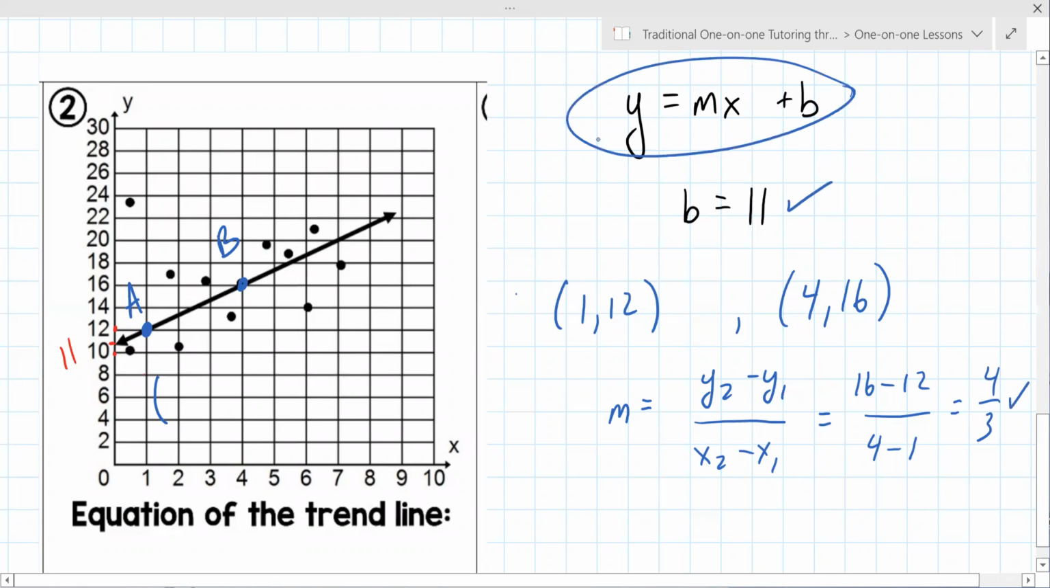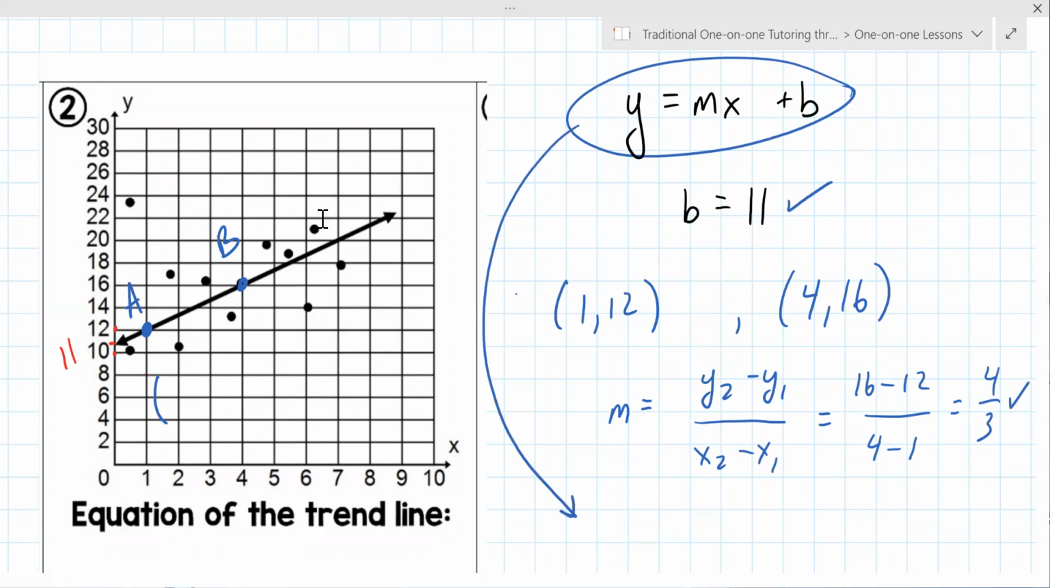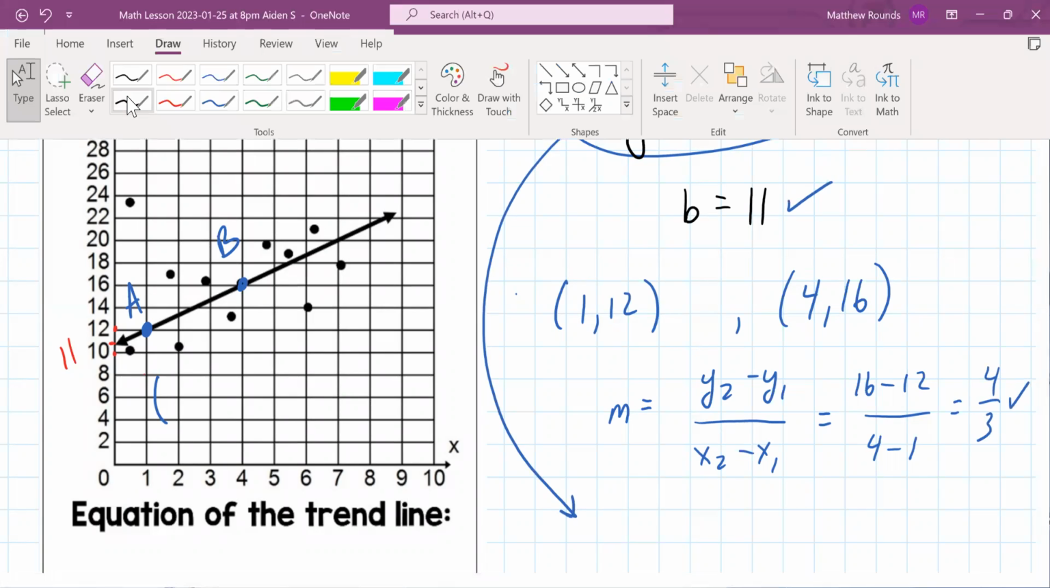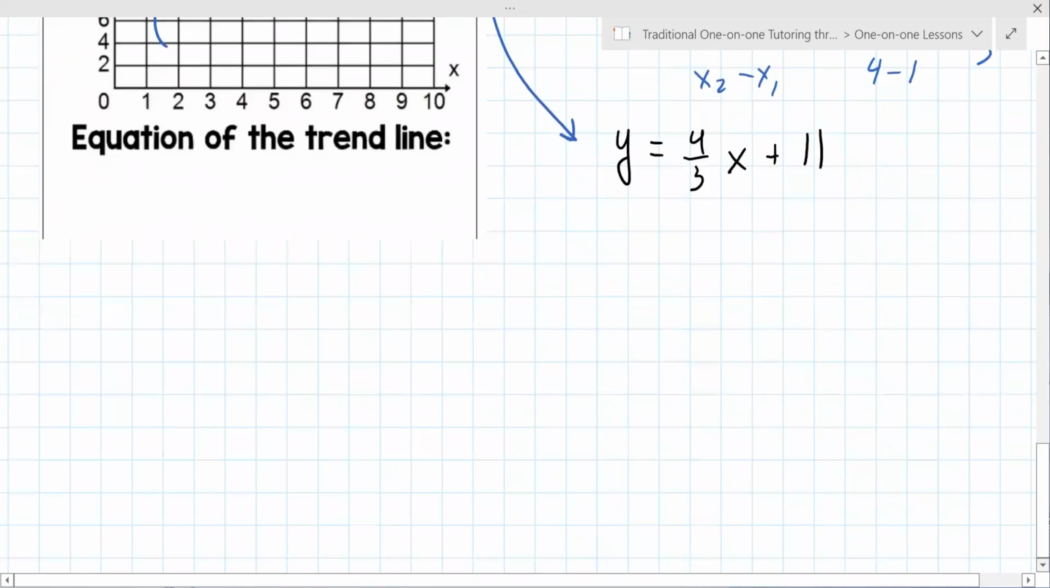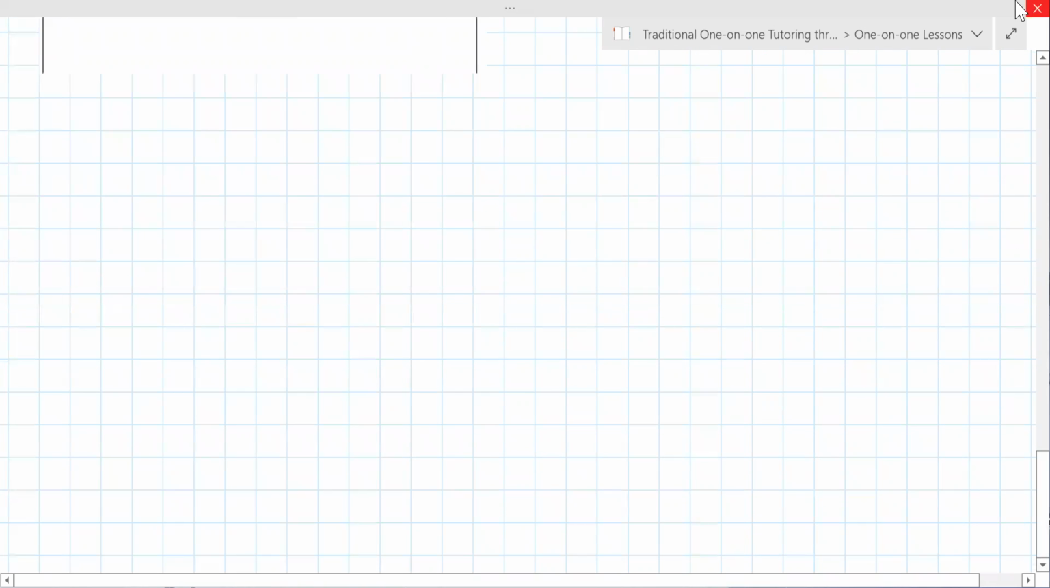We can put those numbers into this equation. So it's y equals, what's the slope? 4 over 3. Okay. x plus, what's the B value? It's 11. Very good. All right. So there's your answer to number 2.